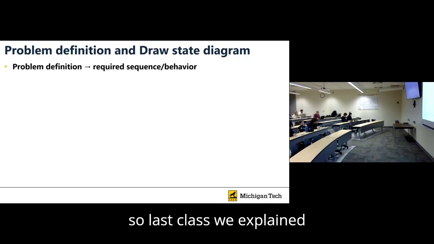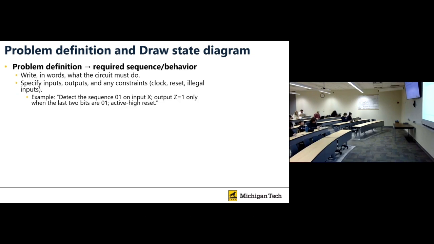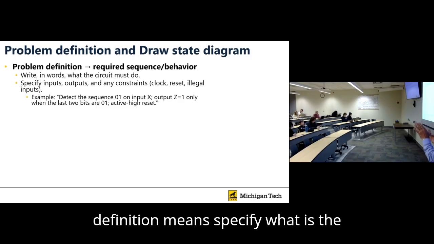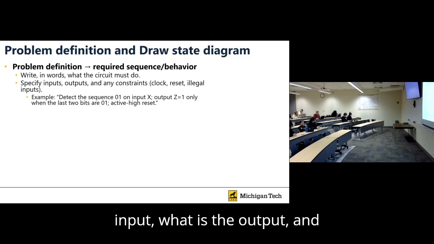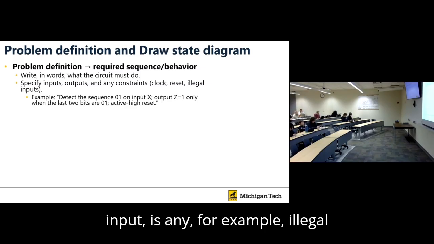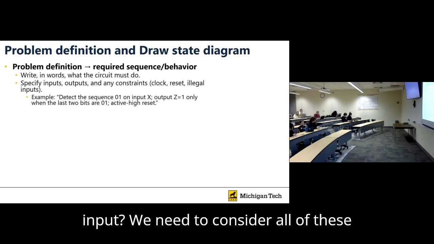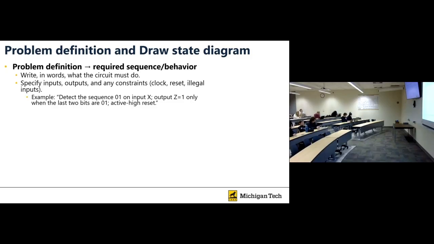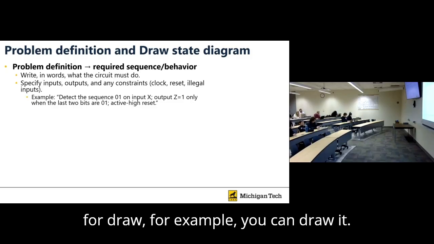Okay, so last class, we explained the first step is defining the problem. Problem definition means specifying what the input is, what the output is, and whether we have more: for example, is there a clock, is there a reset input, is there, for example, an illegal input? We need to consider all of these things. Sometimes we need to write them up, and or draw them.